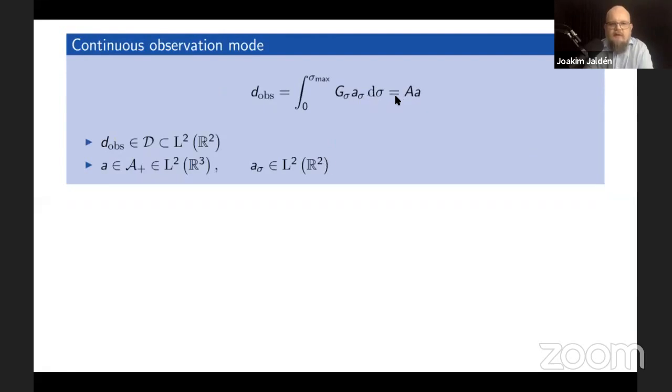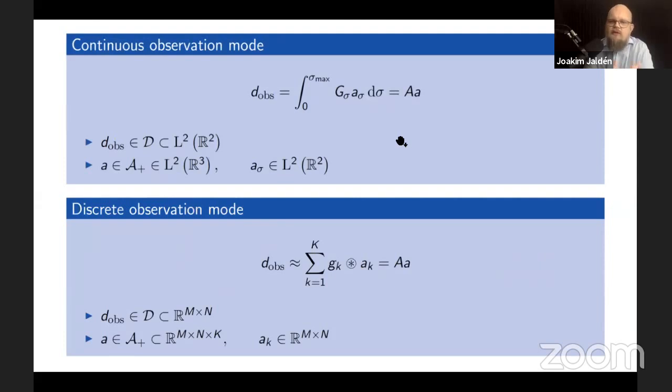So again, you have the observation model, which is a linear model, and you have the corresponding discrete one. Once you discretize, you can simply treat it as a sum of convolutions of some quantities. The A here can be viewed as a tensor, where each slice is an image, and you have slices in the sigma dimension. In our examples, we have 9 of those. So it's a sum of Gaussian convolutions.